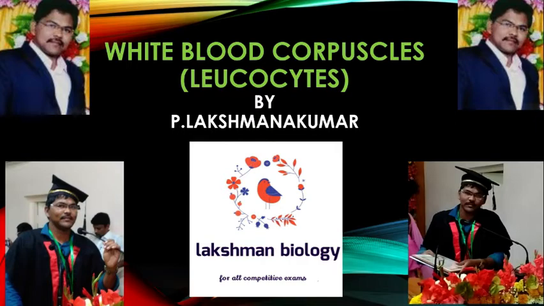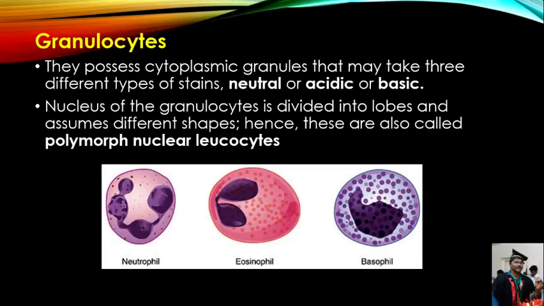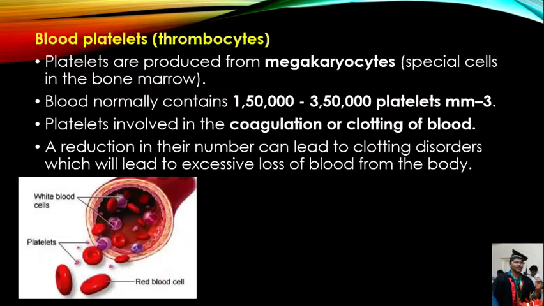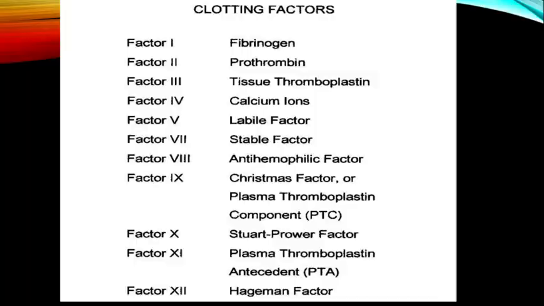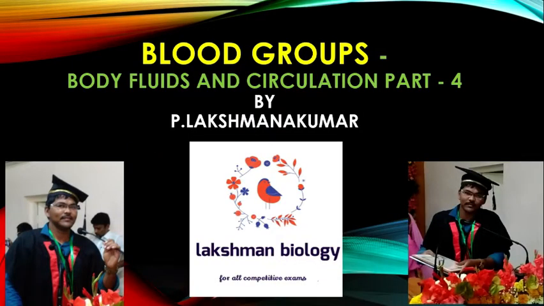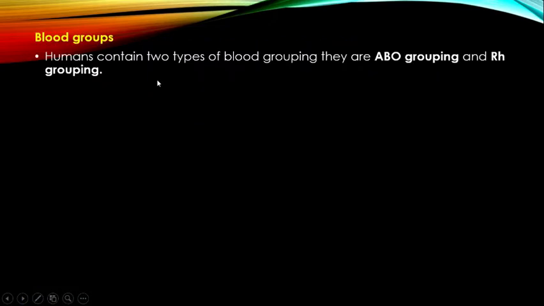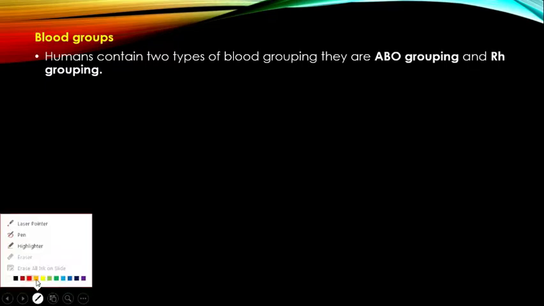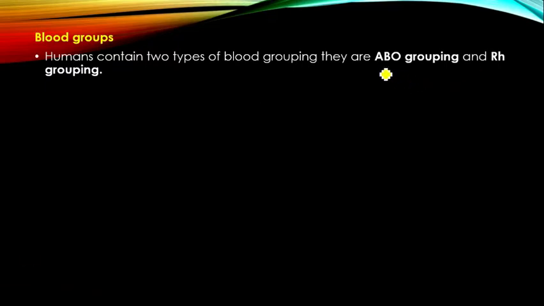In this video we will discuss the ABO blood groups and RH blood grouping. See, humans contain two different varieties of blood groups: number 1 is ABO grouping and number 2 is RH grouping.